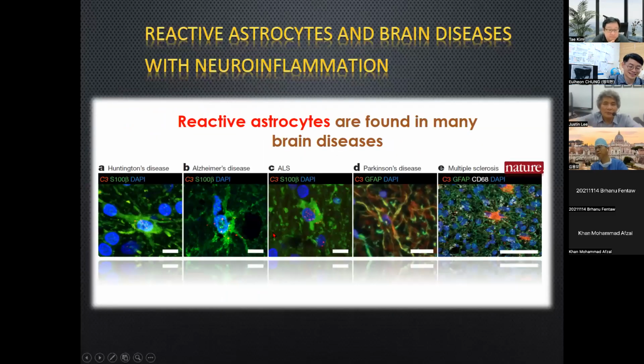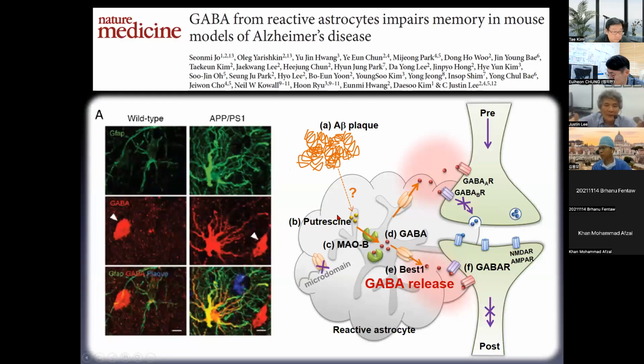Okay, so reactive astrocytes appear almost everywhere whenever there's neuroinflammation. Any disease that accompanies neuroinflammation, you will find the reactive astrocyte. For example, in Huntington's disease, Alzheimer's disease, ALS, Parkinson's disease, and multiple sclerosis. The feature of this reactive astrocyte is that they express a high level of S100 beta or GFAP, astrocytic markers, and you will see the hypertrophy of the astrocytes. And this has become the classical feature of neuroinflammation accompanying brain diseases. And this reactive astrocyte is the major component of brain inflammation.